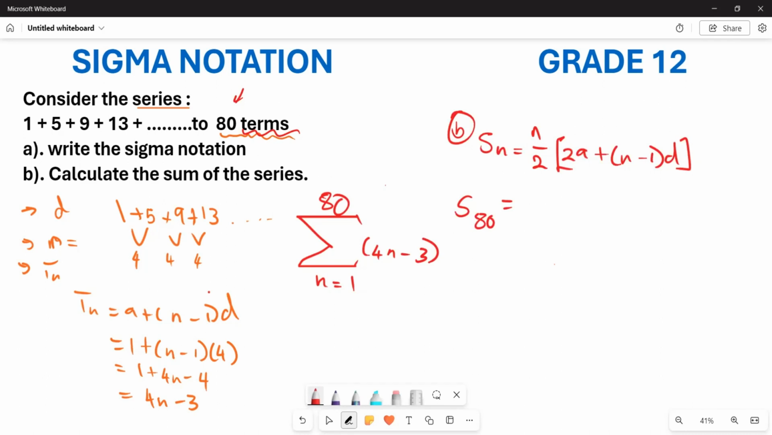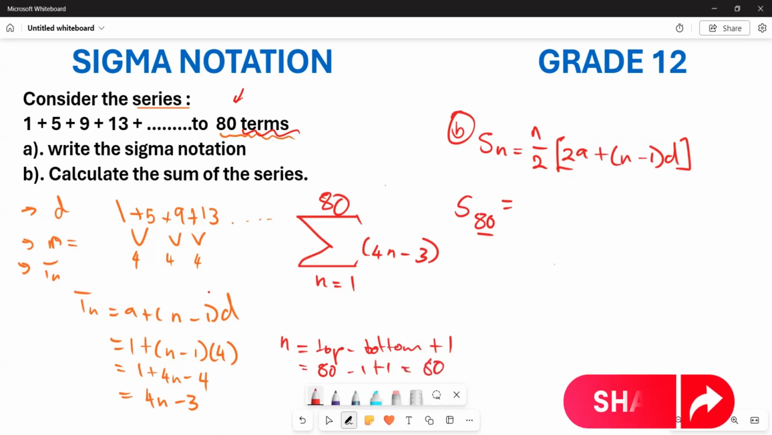But remember, we cannot conclude for the sum yet. For us to calculate the number of terms, you know that your n is calculated by top subtract your bottom, then plus 1. Our top is 80, subtract 1, plus 1. So indeed, our n is going to be 80. Okay. So basically, that's how we calculate n for the sum.